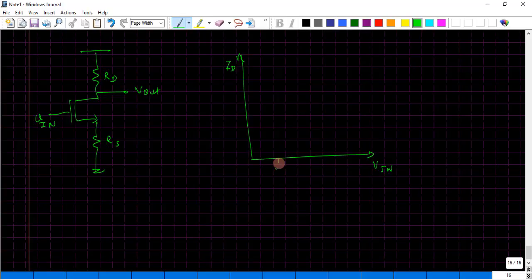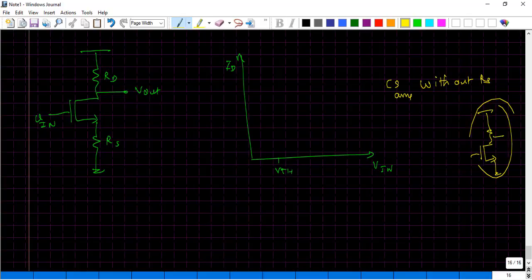Again, till Vt there is no current, and I'm doing this with the color yellow. The yellow denotes the current with respect to the CS amplifier without source degeneration resistance. It is something like this. I have only RD and there is no source degeneration resistance. This is how the current would react for this circuit. As you know, it's a very simple graph. Once it crosses Vt, you would get a kind of current which goes like this.